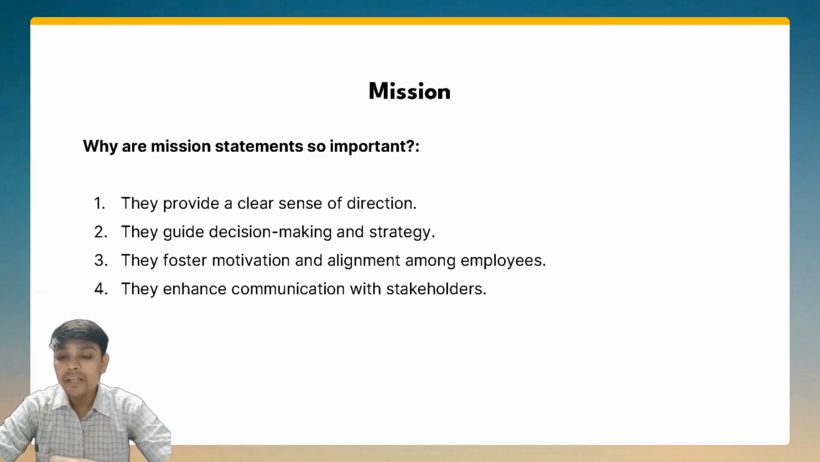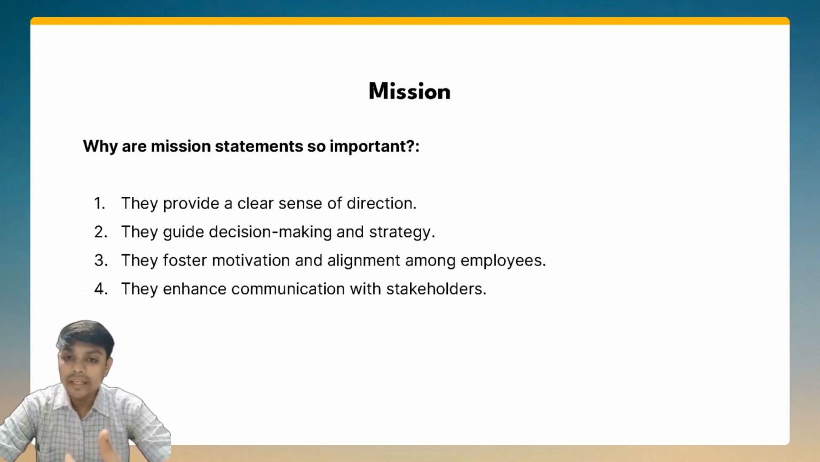The third point is they foster motivation and alignment among the employees. Now when we have a purpose for existence, people will work hard with that purpose, and that will definitely lead to motivation and alignment among employees' actions. That is, everybody will work in synchronization.